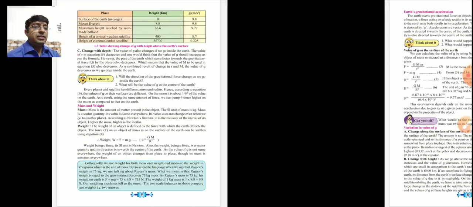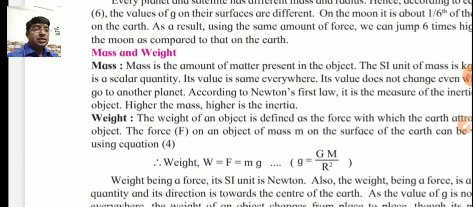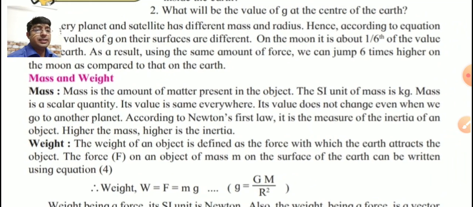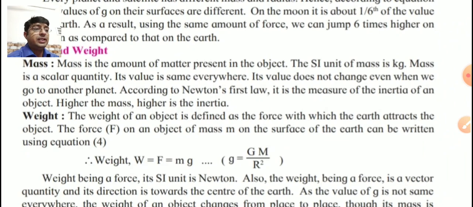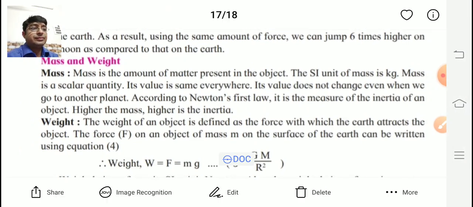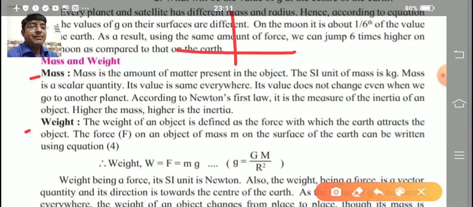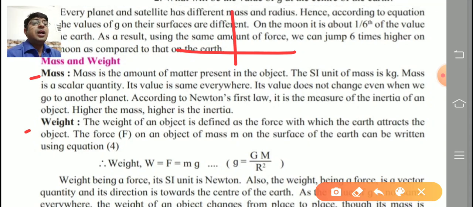Next point we learn, that is mass and weight. Here a 2-mark question asks, distinguish between mass and weight. Now points are given in the paragraph, so you write in the form of columns. Now check that. First is mass, second one is weight. So write in the form of columns. Okay? Mass is the amount of matter present in the object. This is the first point.